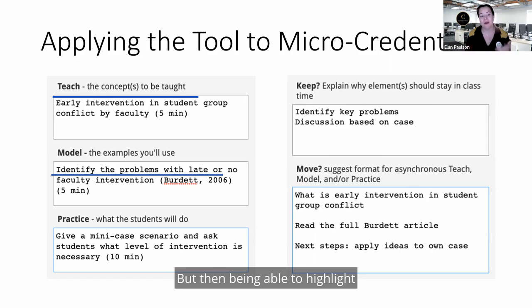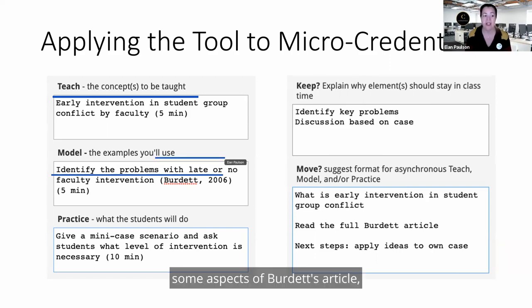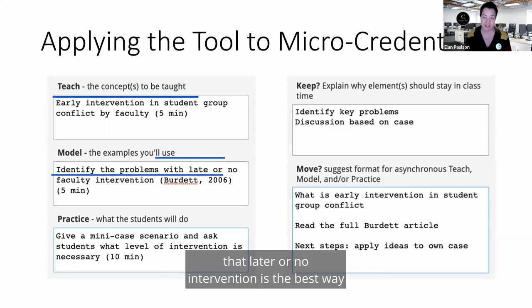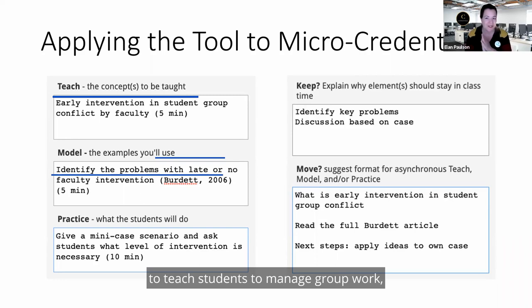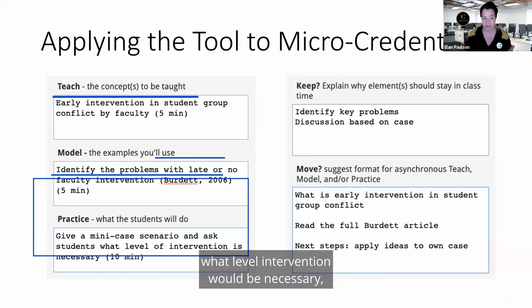But then being able to highlight some aspects of Burdett's article where she challenges that assumption that late or no intervention is the best way to teach students to manage group work, and showing some research on some of the unintended consequences, can help prime a group to think about, if given a mini case scenario, what level of intervention would be necessary given the various dynamics of the group issue.